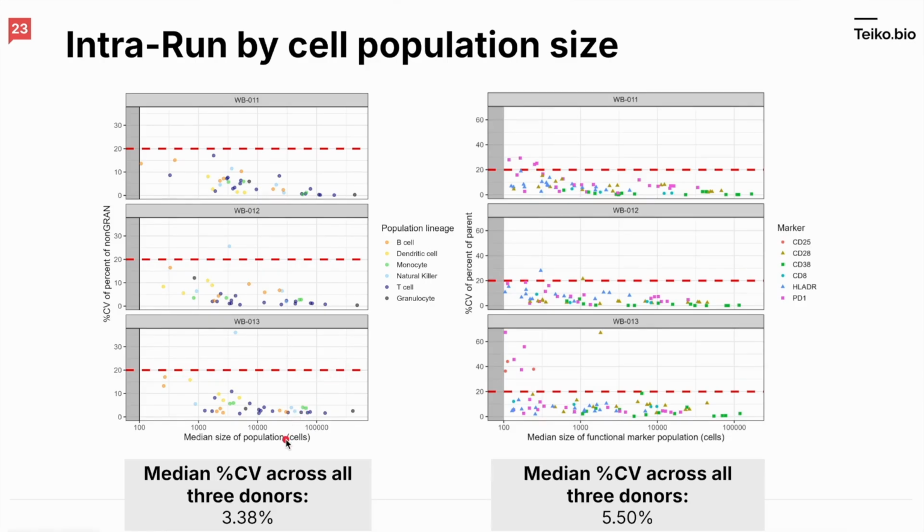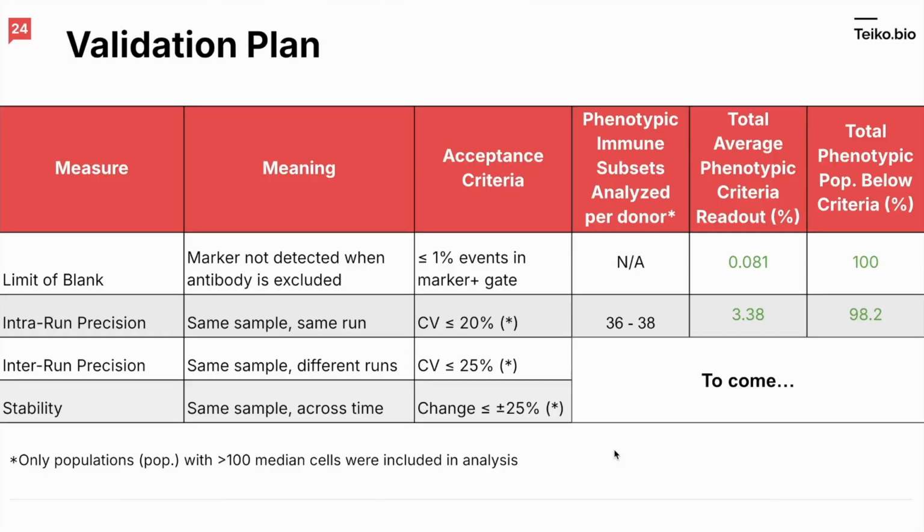So the median percent CV across all 3 donors is 3.38%, and this is for phenotypic markers, and for the functional markers, the median percent CV across all 3 donors is 5.50%. So as we look across the intra-run precision compared to the CV of less than or equal to 20%, we notch 3.38%. So great performance there.